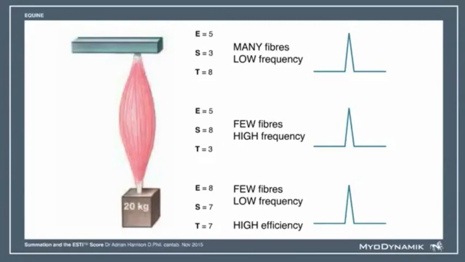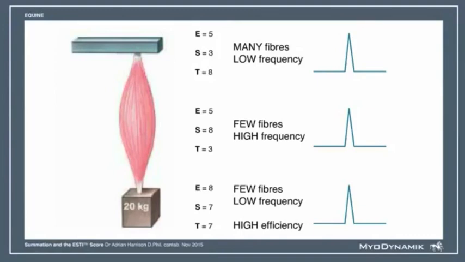Alternatively, the central nervous system may choose to focus on the T parameter, as illustrated by the middle panel, activating only a few motor neurons, which will be seen on the CURO system as an ESTi-score with a high S parameter, in this case 8 out of 10, whilst the T parameter will be quite low, in this case 3 out of 10, which indicates a high firing rate of the few active motor neurons.